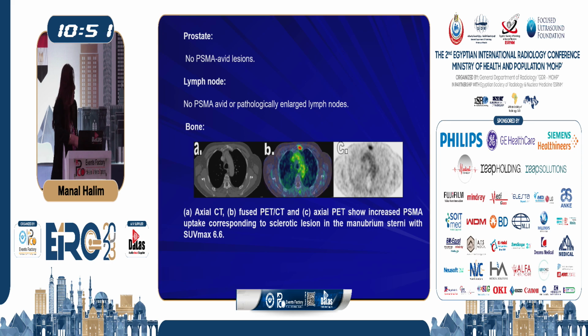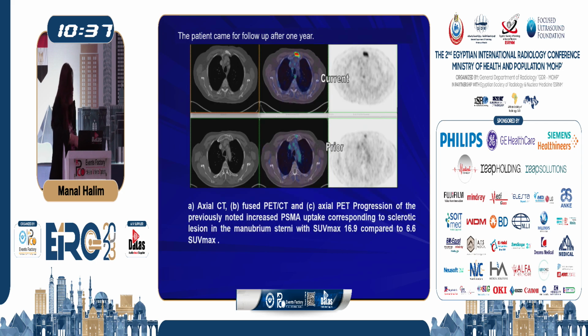Let's have a look at the bones of the patient. This is the CT, and this is the fused images, and this is the PET scan. There is a high uptake of PSMA seen at the level of the manubrium sterni, with a maximal SUV of 6.6. And then the patient came again for follow-up 1 year after.